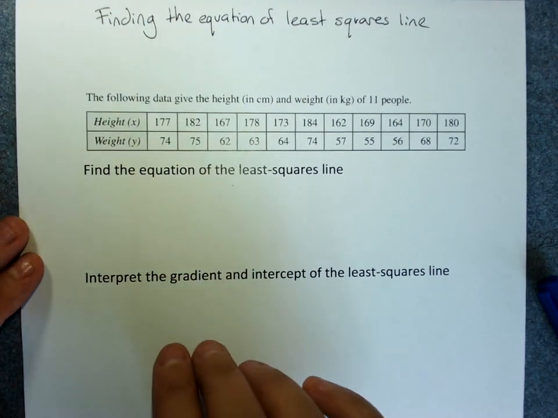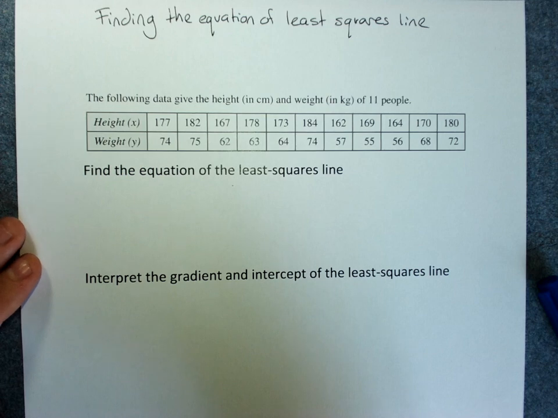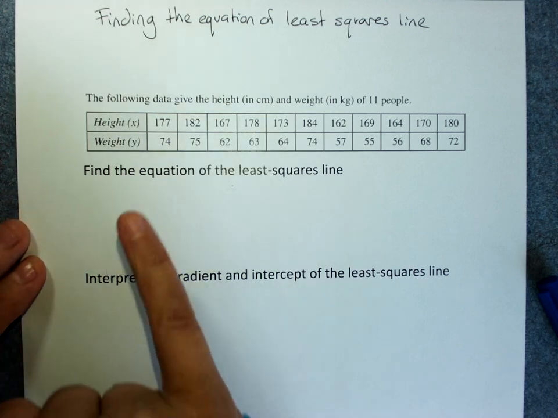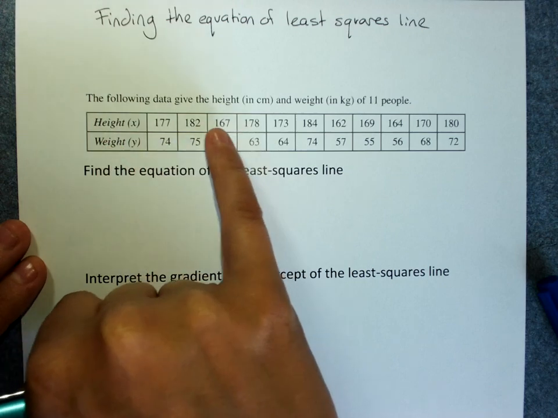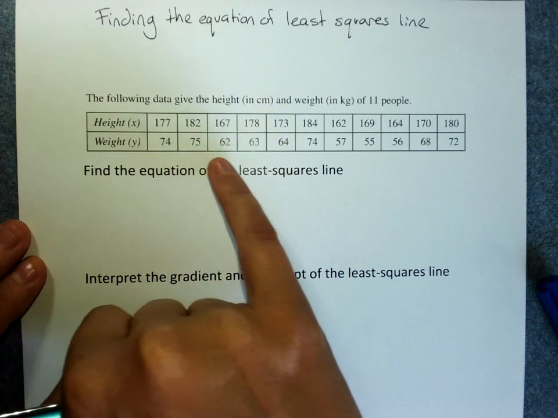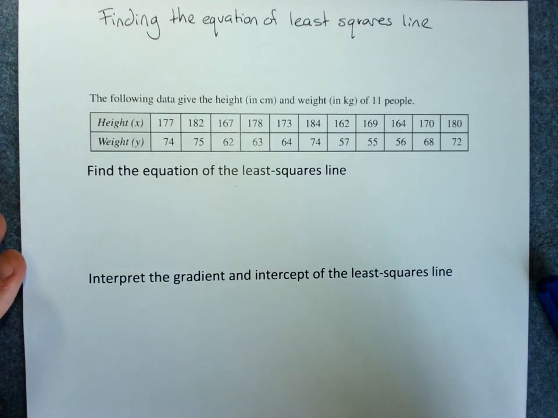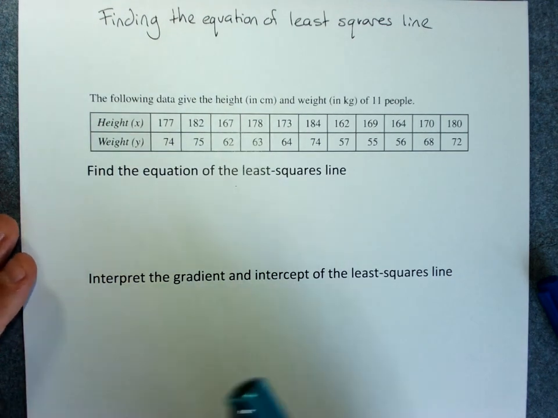For now, it's important to just be able to get the equation of a line of best fit and get it onto the graphics calculator. So here I have the height in centimeters versus the weight in kilograms of 11 people. And they've said find the equation of the least squares line.